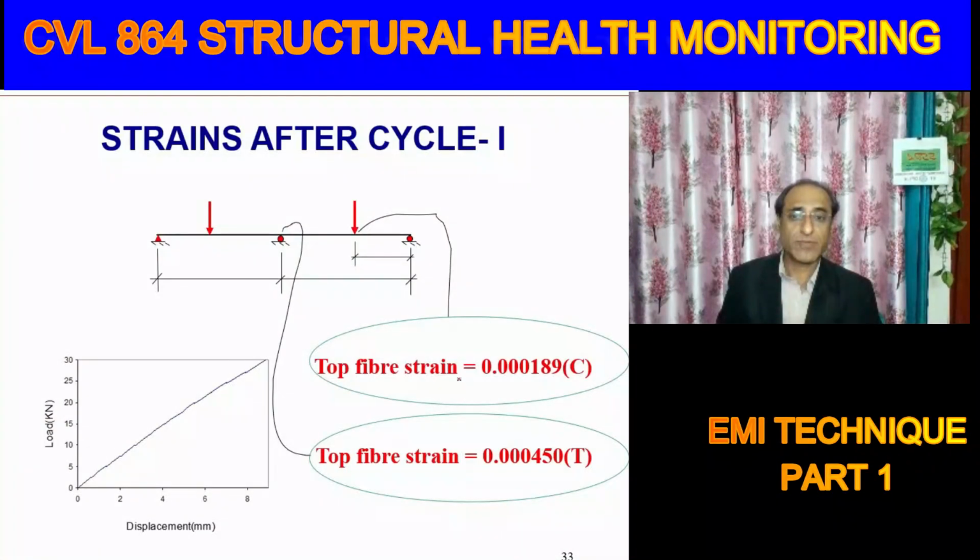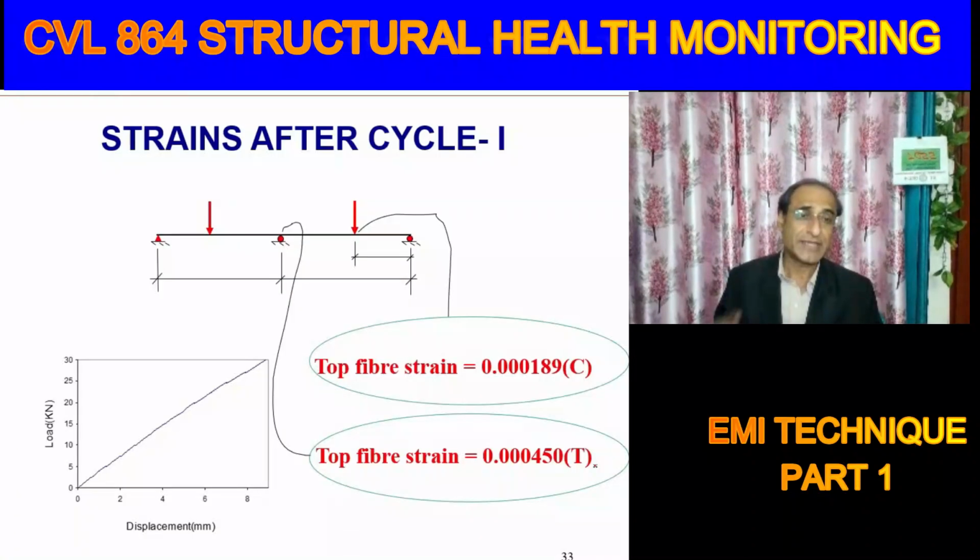So strains were also measured. So here, for example, the top strain was 189 microns. So now we have some idea that the level is similar, because in the case of the concrete cube at 100 kilonewtons, what was the strain level? 177 microns. So here we are quite close.